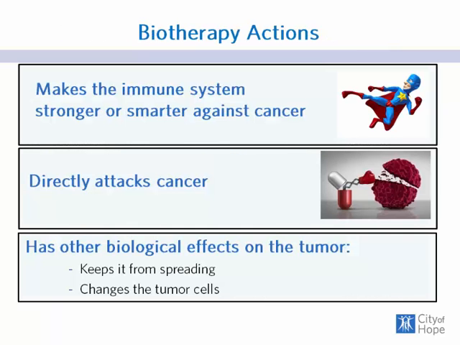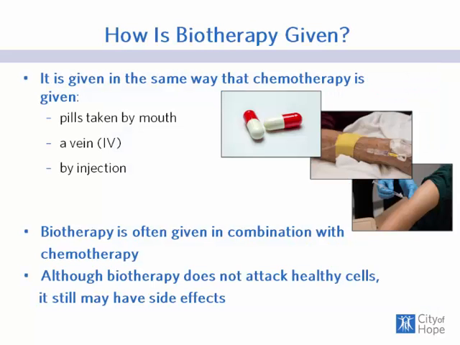Biotherapy actions. Biotherapy is a smart drug that goes after specific targets or helps your immune system recognize the cancer cell more efficiently. This therapy will directly attack cancer and has other biological effects on the tumor that keeps it from spreading and changes the tumor cell. How is biotherapy given? Biotherapy is given in the same way as chemotherapy, a pill taken by mouth, injection, or infusion.